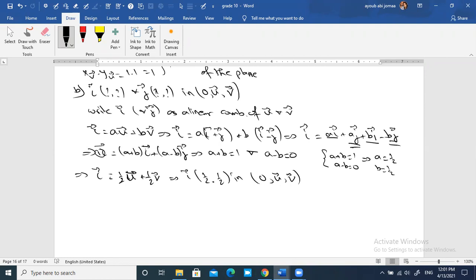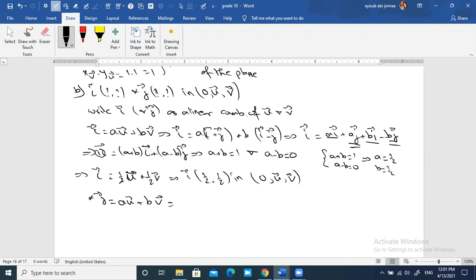Now what about vector J? Same way. Similarly for J. Vector J is A vector U plus B vector V, of course with different values, different constants. I mean, if you want to use other constants, X, Y, it doesn't matter.